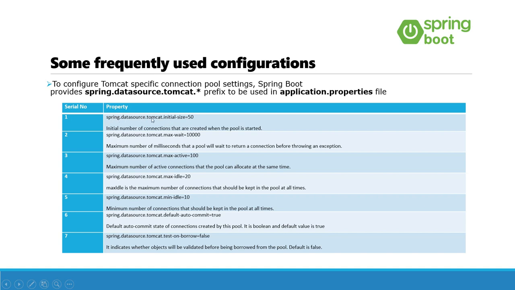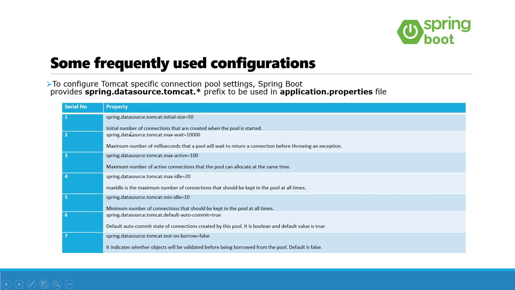So in Spring datasource Tomcat, this is the prefix which will be constant for every property. The first property is initial size, where you assign an integer number. This property indicates the initial pool size, so when your application starts, that many connections will be created at that time.